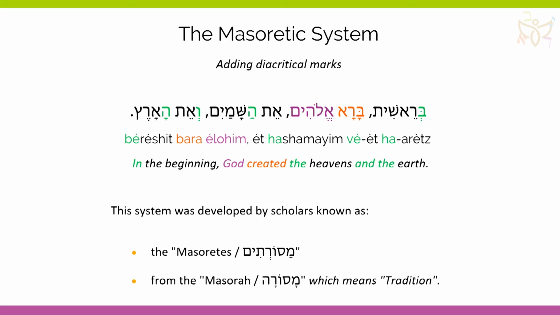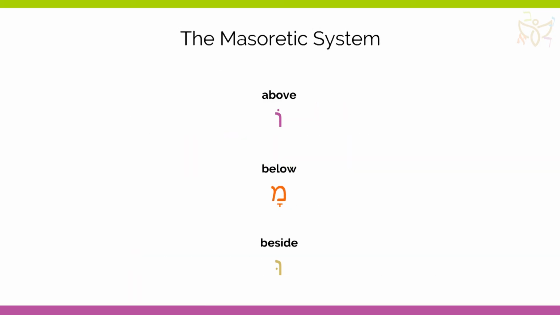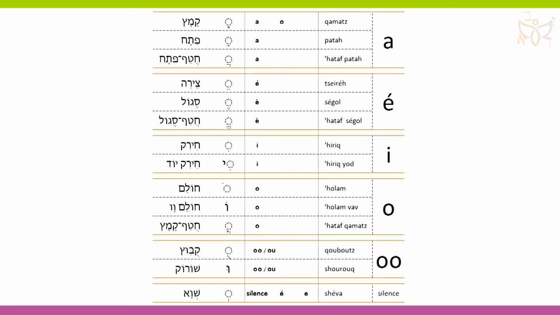But the story doesn't end there. We must also mention a method that came even later, the Masoretic system. You know, those small diacritical marks found especially in biblical texts. This system was developed by scholars during the Middle Ages, by the Masoretes, who came from the Masorah. Masorah literally means tradition. Exactly. It just involves adding little dots or tiny accent marks above, below, and beside the letters. Note that several signs are used for the same vowel.